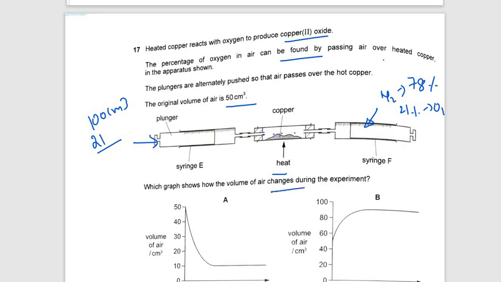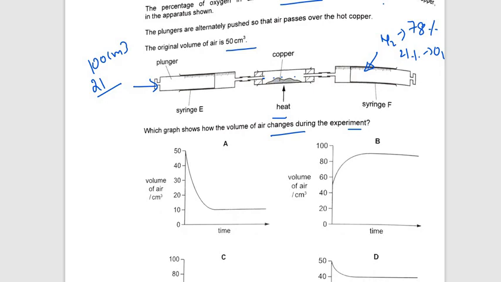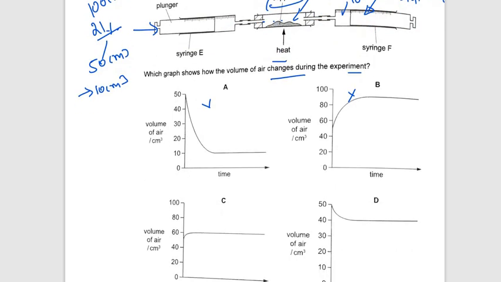So here let's see the options. Which graph shows the volume of air changes during the experiment? It means if I start with 50 cm³, 21% of it is oxygen, which is absorbed by the copper. So 21% of 50 is around 10 cm³ of oxygen absorbed here in the copper oxide form. So the remaining 40 you will collect here. So it starts at 50 and then decreases, it does not increase, so now it is either C or D. If you look here, it is increasing, so that's gone. So option D is the correct option.